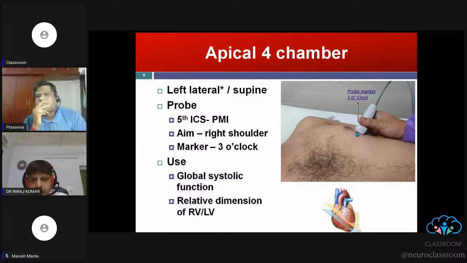Now, the marker is towards the 3 o'clock position. And you have to aim, aim meaning the direction of the probe. The probe is looking towards the right shoulder. This view is very helpful to assess the global contractility of the ventricle and to compare the relative size of the right ventricle to the left ventricle.